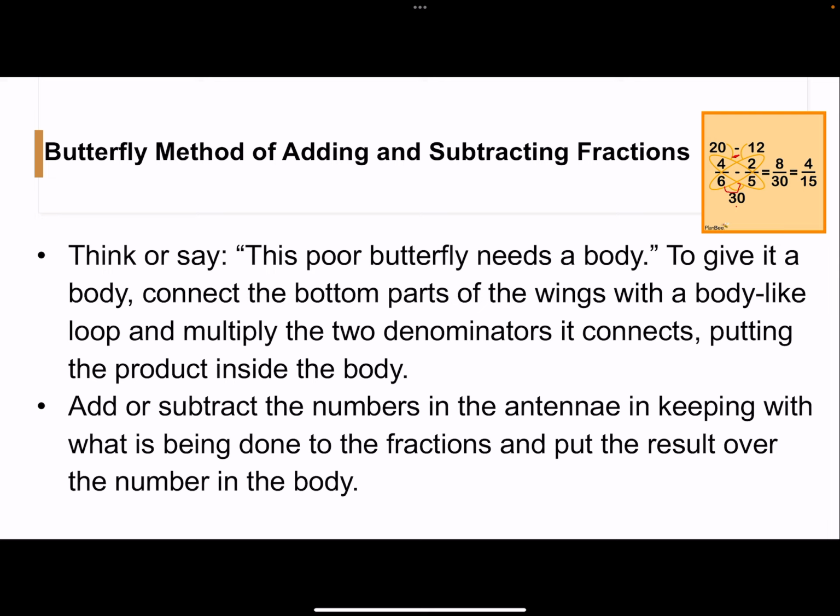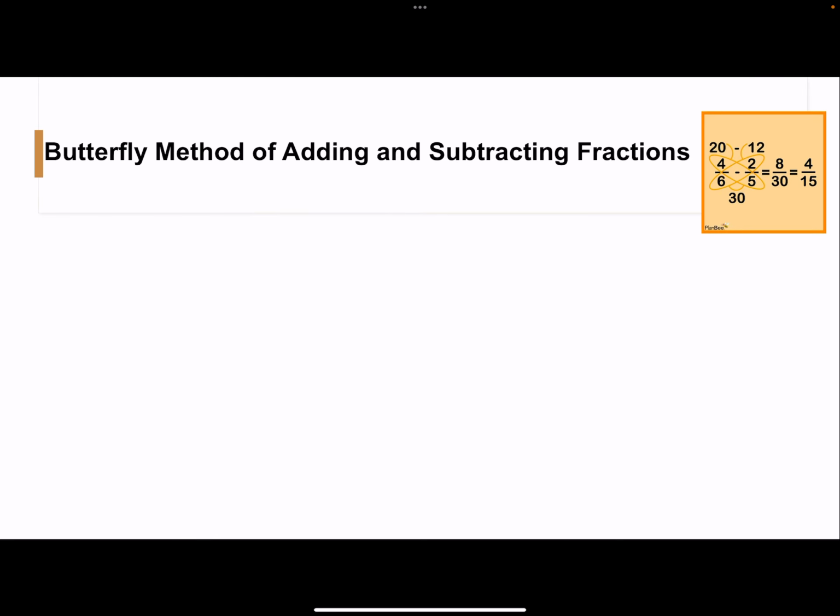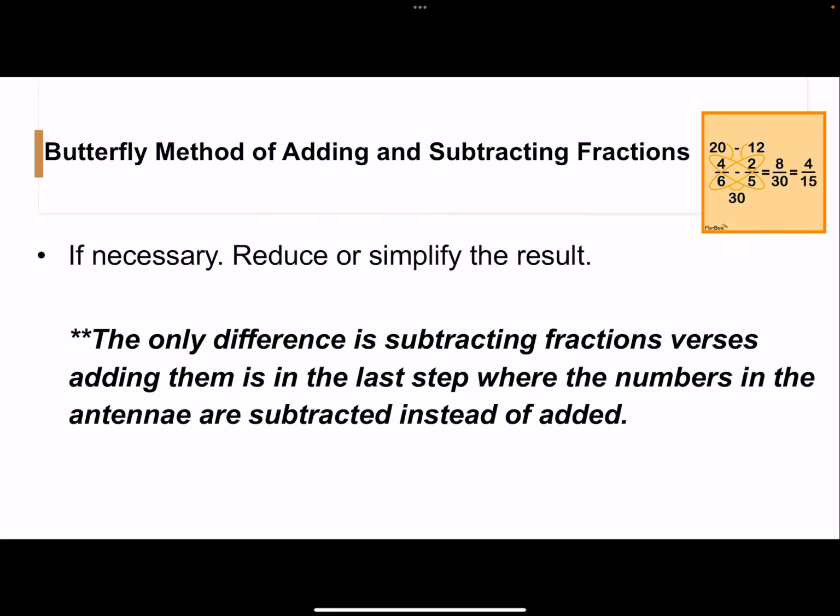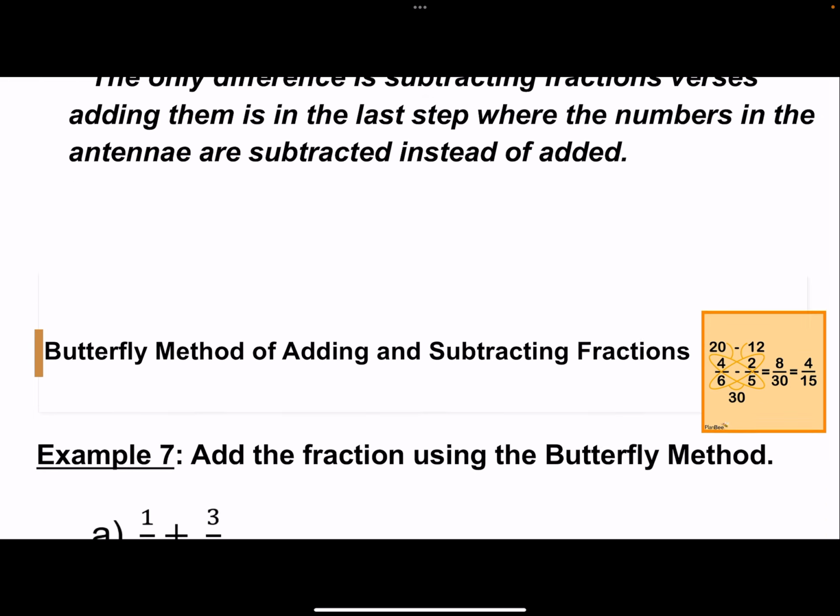Add or subtract the numbers in the antenna and put the result over the number in the body. We get 8 over 30, and then we reduce that. So I can divide both of those by 2. 8 divided by 2 is 4, and 30 divided by 2 is 15. This is a neat way of adding and subtracting fractions. The only difference in subtracting fractions versus adding them is that last step where the numbers in the antenna are either subtracted or added. Let's look at an example of the butterfly method.